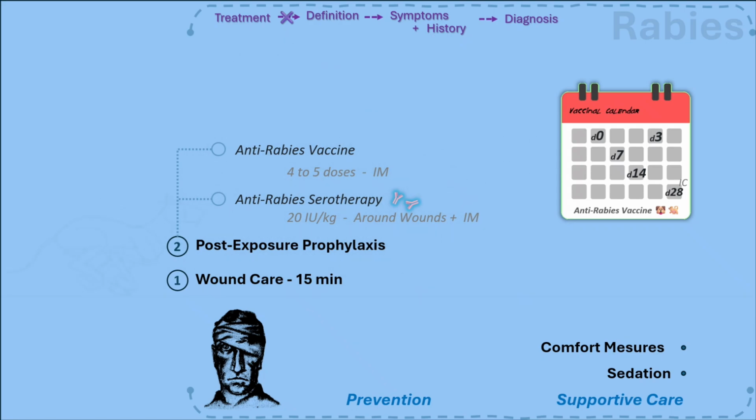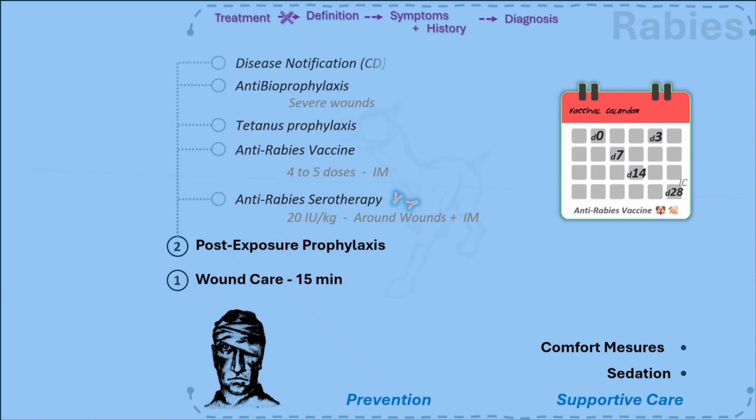Number 3 is tetanus prophylaxis. A check of antitetanus immunity is also recommended following a bite. Point number 4 is antibiotic prophylaxis. This is in cases of significant and severe wounds and injuries. Number 5 and the last one is disease notification, which is a must, to report the disease as it is a communicable disease.